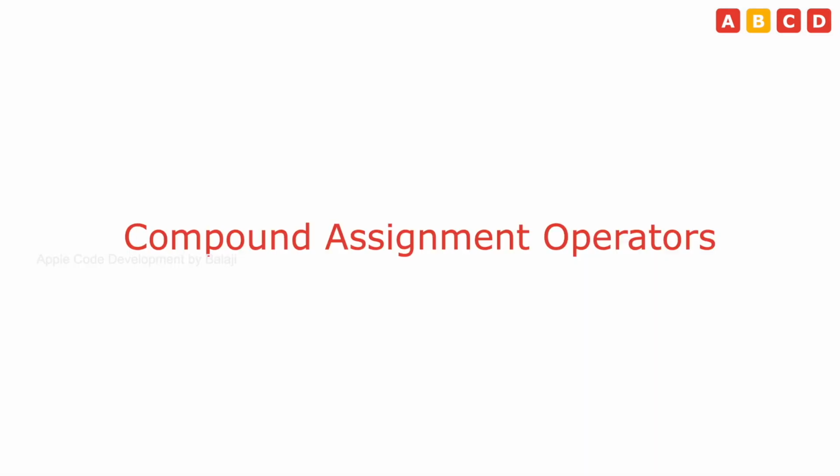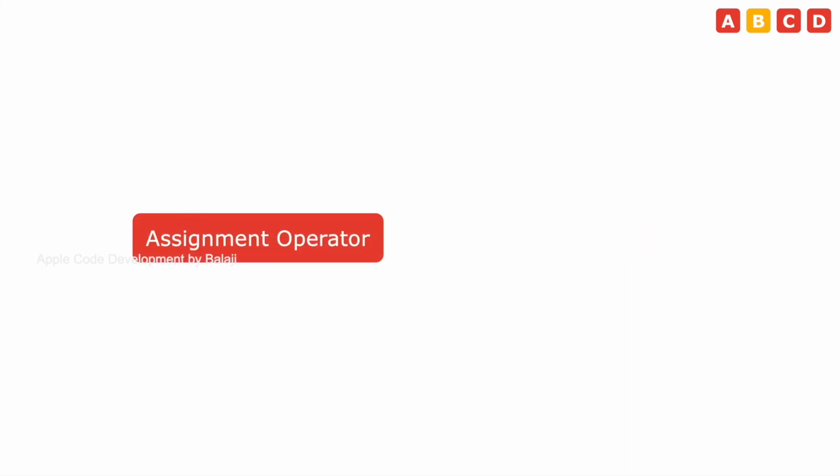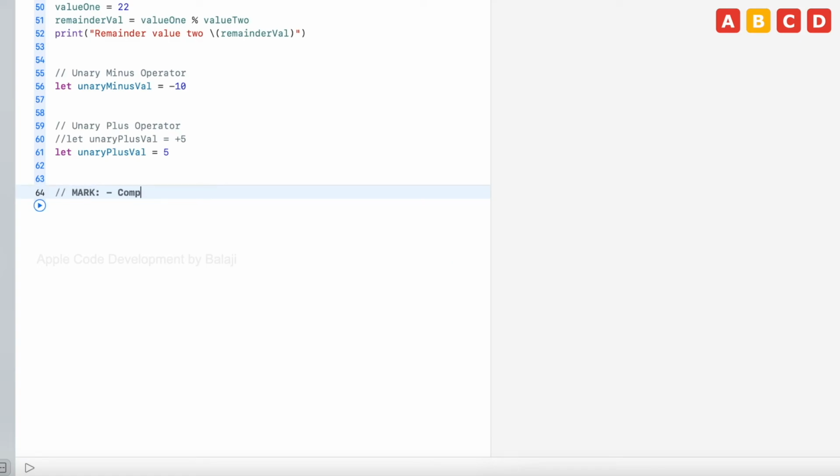The fourth topic is compound assignment operators. It is the combination of the assignment operator with another operator, like where sum equal to 100 and sum plus equal to value 1, which means sum equal to sum plus value 1. So 100 plus 22, the result 122 will be stored in sum.